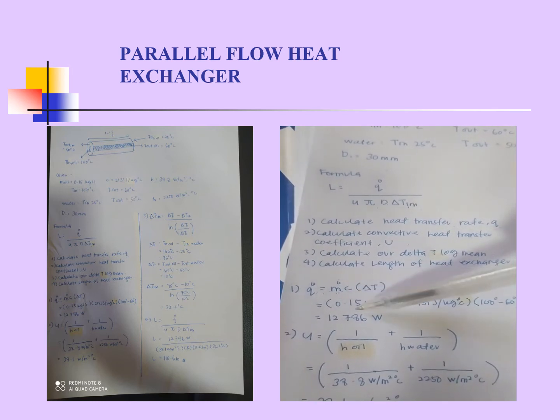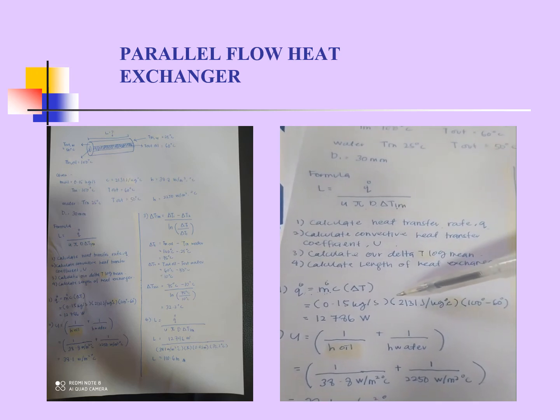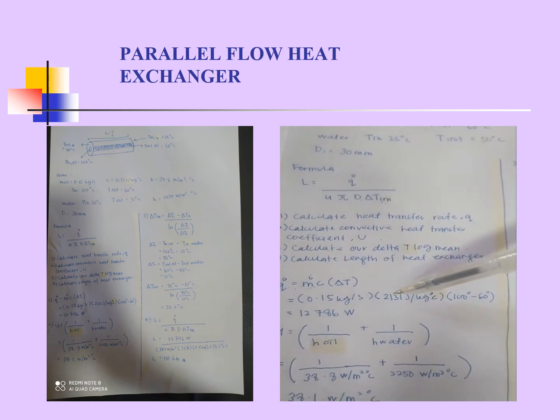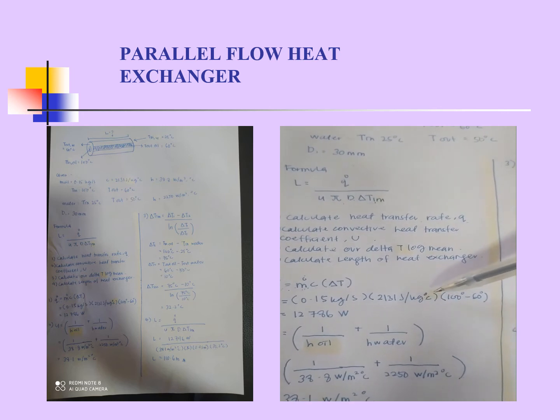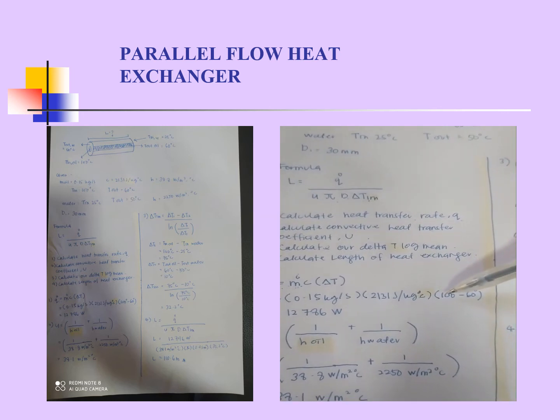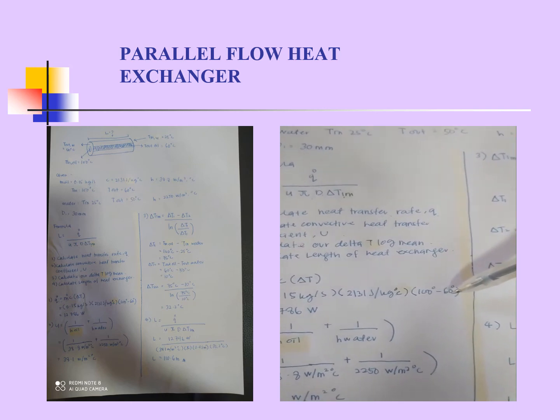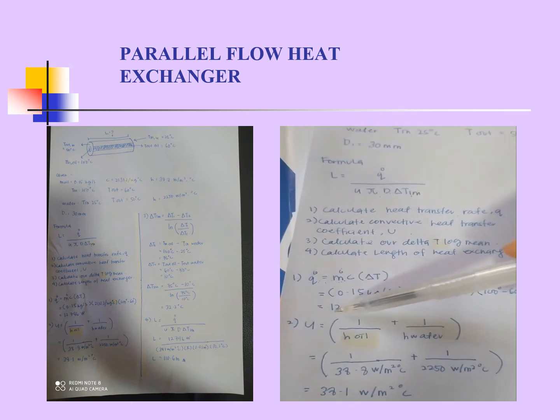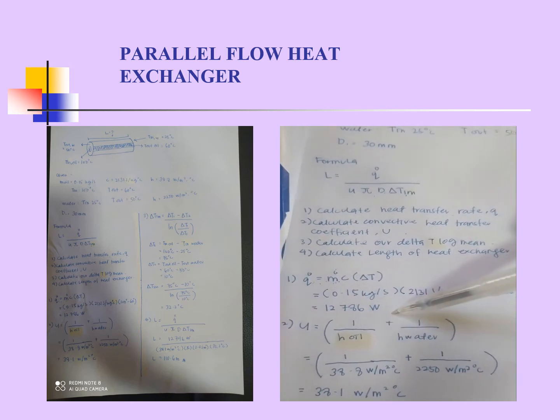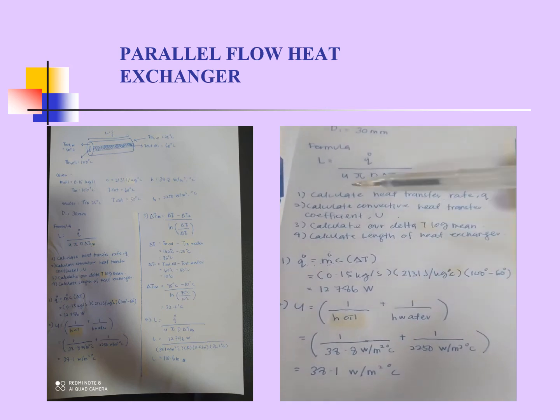M is 0.15 kilogram per second times the heat capacity is 2131 joule per kilogram degree Celsius times delta T is 100 degrees minus 16 degrees, and the answer we get is 12,718 watt. So done for question number 1.